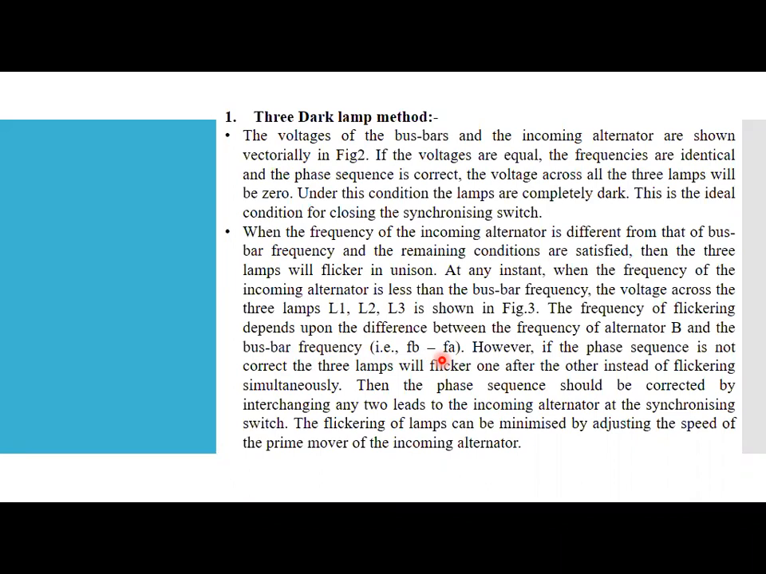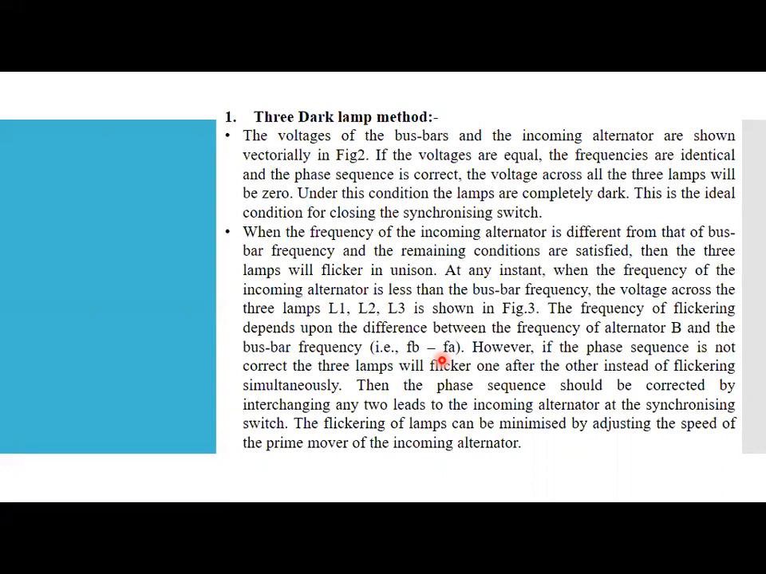Just yesterday we learned about the equation of frequency. The equation of frequency is F equals PN by 120. Poles remain constant. So what is in my hand? Only the speed. So by controlling the speed, we can control the frequency. So now you can see here.